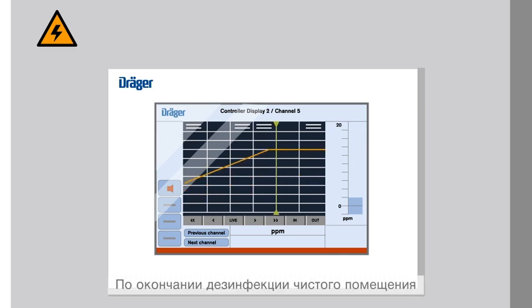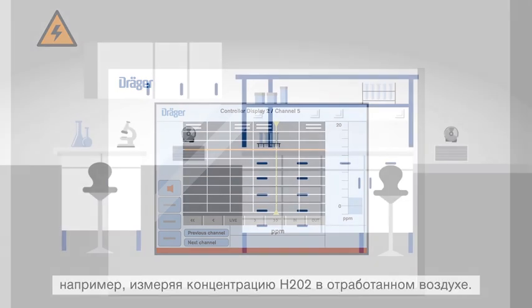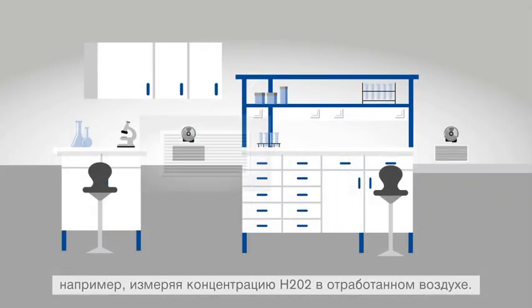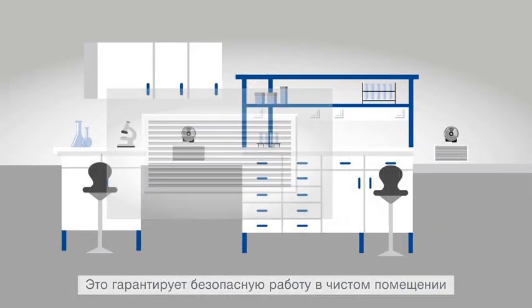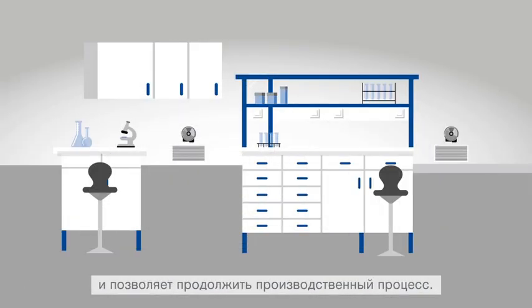Upon completion of decontamination in the clean room, a clearance measurement is conducted, for example by measuring the H₂O₂ concentration in the exhaust air. This ensures that the clean rooms can safely be used again, thus allowing operations to continue.